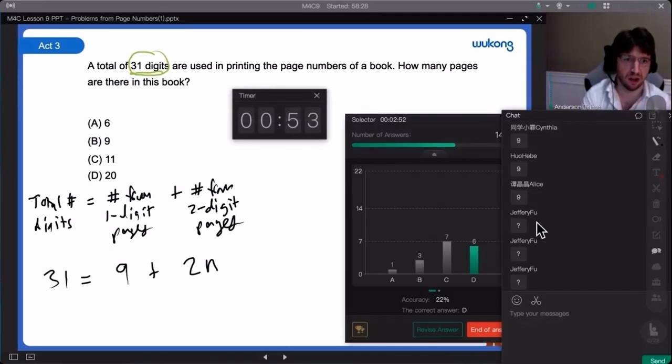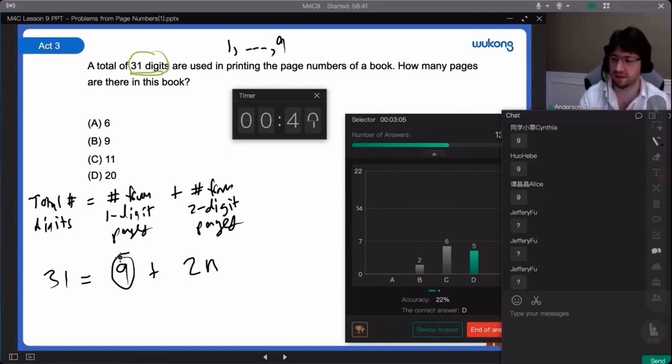All right, Jeffrey, question about the 9? Right, pages 1 through 9 are the 1-digit pages. So there's 9 of those. That gives us 9 digits. Okay, that's where the 9 comes from. Okay, I don't know how many 2-digit pages I have, but there's 2 digits from each of those.